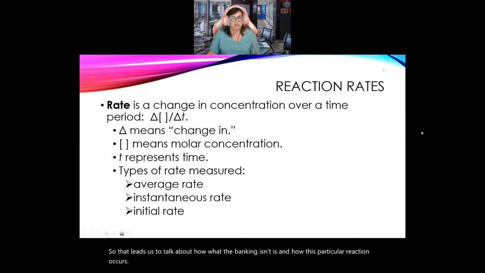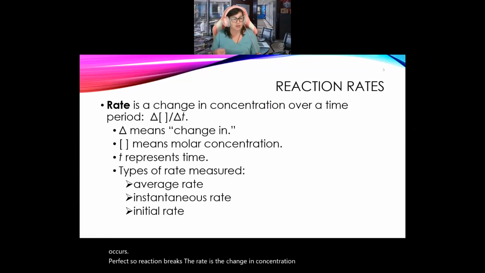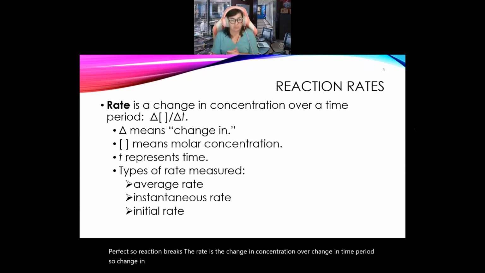All right. So reaction rates. The rate is the change in concentration over a change in time period. So change in concentration over change in time. Delta means change in, concentration means molar concentration, so the little brackets, molar concentration, t represents time. We can measure an average rate, an instantaneous rate, or an initial rate. All of those are used in different contexts, and it depends on what kind of data you have and what you're going to be looking at.